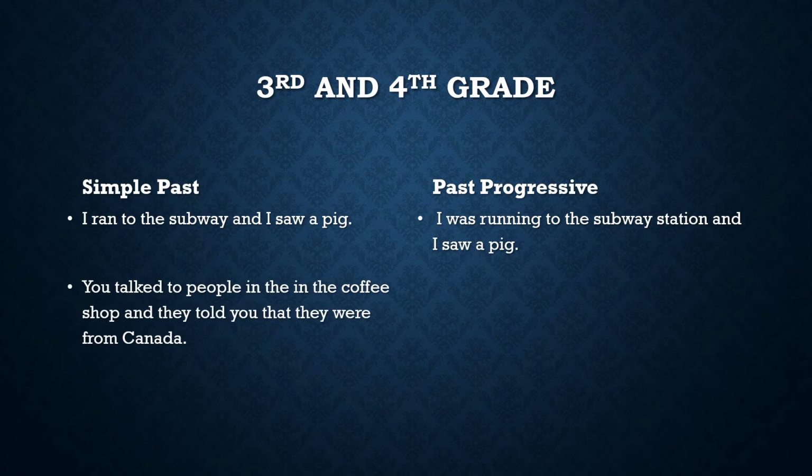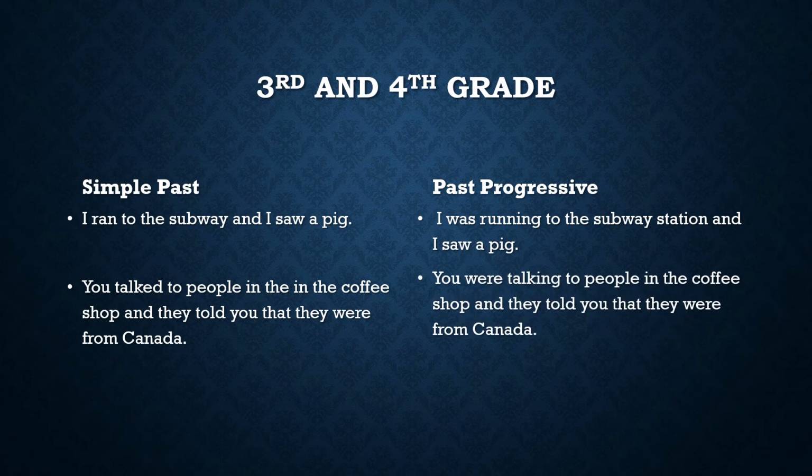You talked to people in the coffee shop and they told you they were from Canada. So in this kind of sense, it's assumed that there's an ongoing conversation, but it isn't really clear. It sounds more like I talked and then they talked, as opposed to a past progressive sentence, which would be: you were talking to the people in the coffee shop and they told you that they were from Canada. So as I was talking to them, they told me.